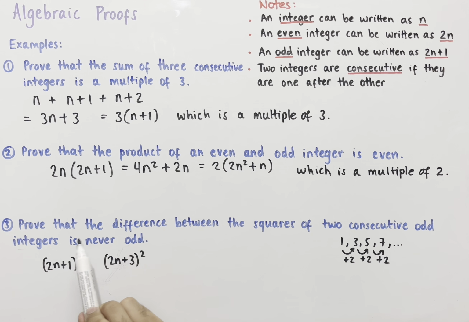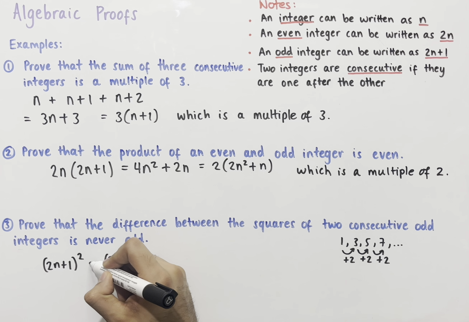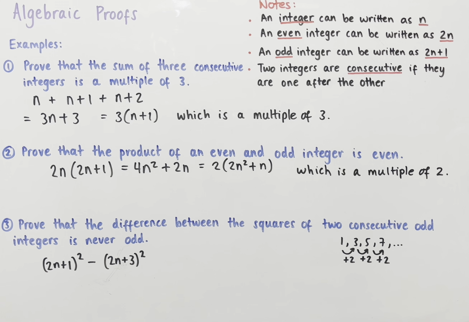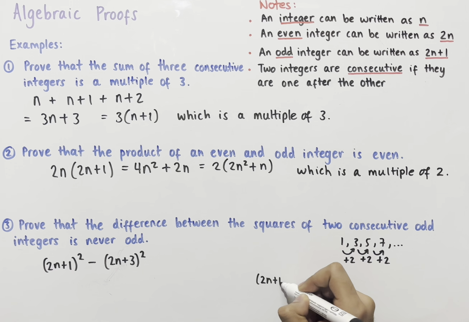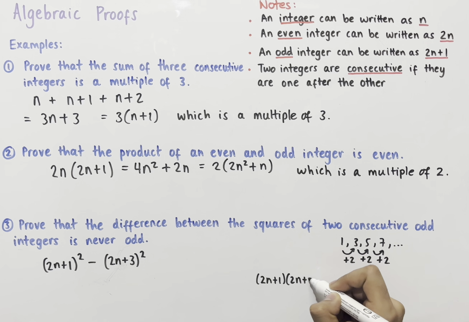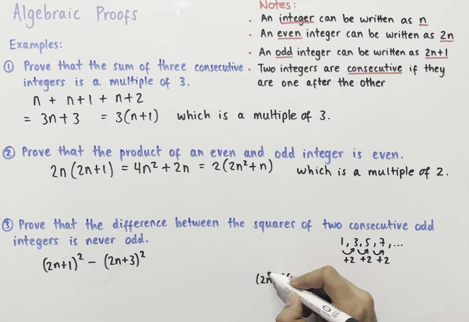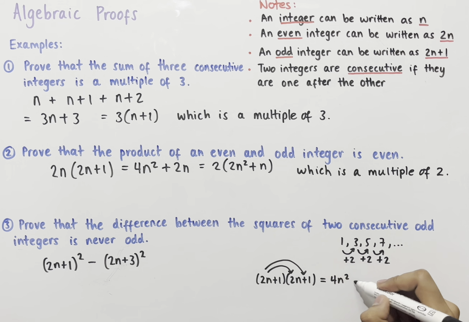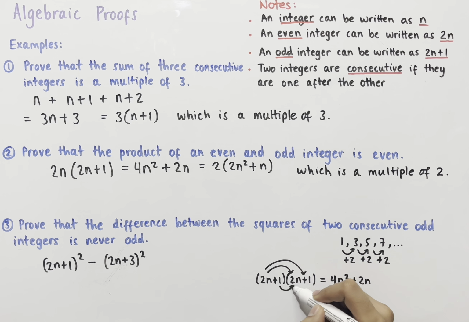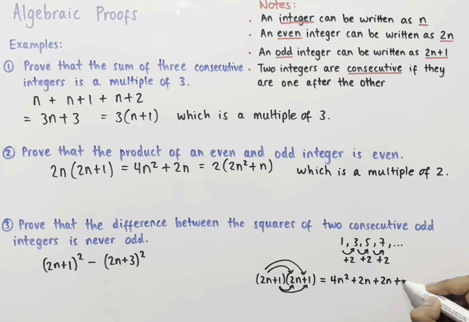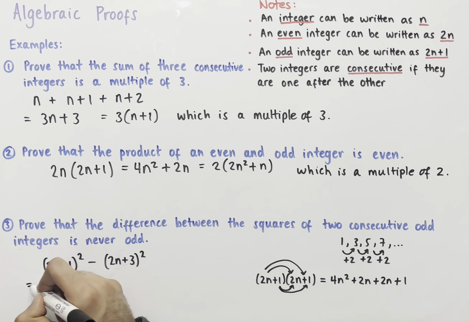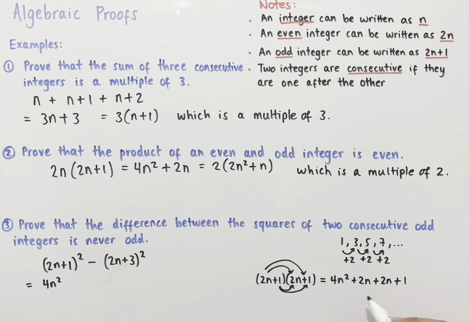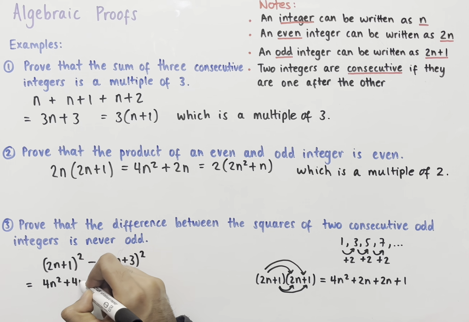Because we want the difference between these squares, we're now going to subtract these two expressions from each other. Now 2n plus 1 all squared can be written as 2n plus 1 in brackets and then 2n plus 1 in brackets again. If we expand this out, we get 2n times 2n, which equals 4n squared. 2n times 1 equals 2n. Then 1 times 2n equals 2n. And then 1 times 1 equals 1. If we collect like terms here, we get 4n squared, then 2n plus 2n is 4n, and then plus 1.